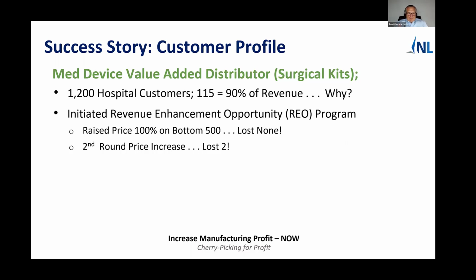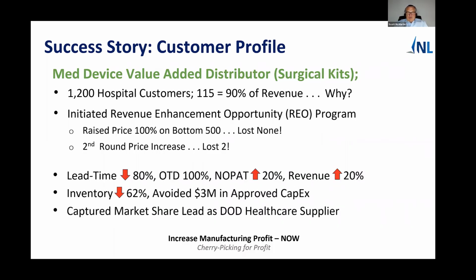So what this customer did was initiate what they called a revenue enhancement opportunity. They decided to experiment. Let's raise the price on the bottom 500 customers. Kind of like in the previous slide, you saw those negative gross margin customers. Let's see what happens. So they raised the price by 100% and did not lose a single customer in the next order cycle. They went to a round 2. Just let's see what happens. Let's raise the price again by 100%. They lost 2 of the 500. I mean, it's a pretty instructive exercise.